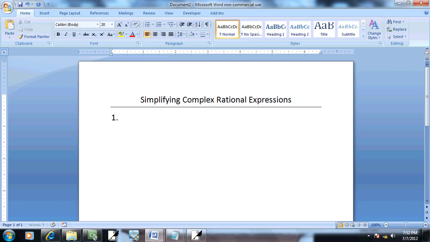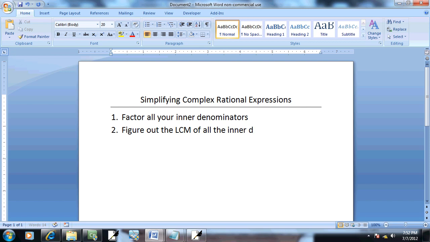So step 1. Factor all your inner denominators. Step 2, figure out the LCM of all the inner denominators and multiply everything by them. When I say everything, I'm talking about things separated by pluses and minuses and the division symbol itself, the fraction symbol.